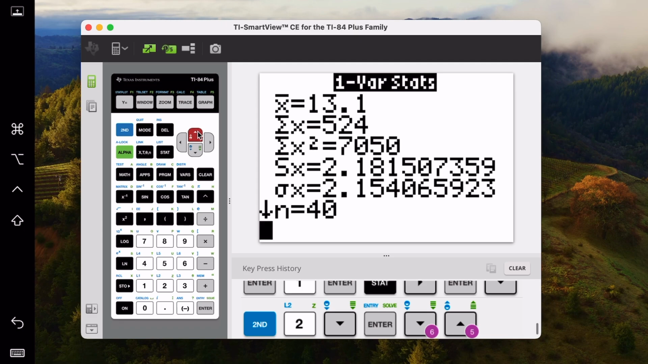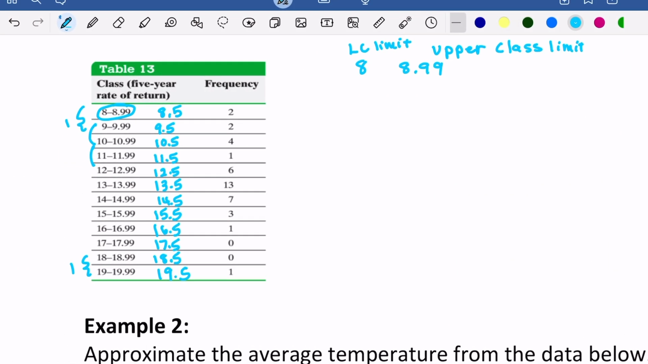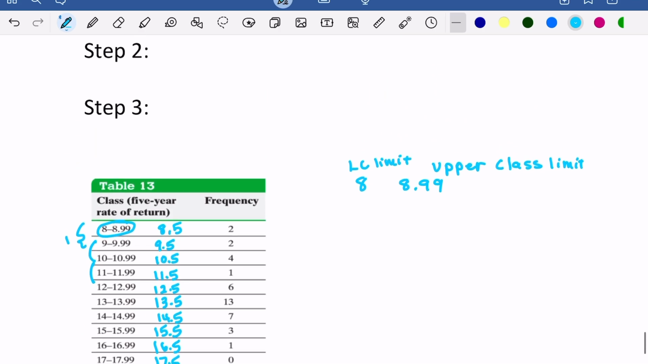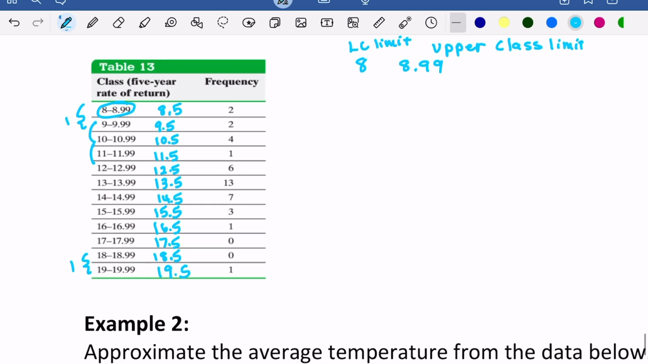So when we look at writing this information down, the average rate of return over these 5 years was 13.1. This was the sample. So the average rate of return was 13.1%. The standard deviation of the rate of return was, I think I said, 2.182 or something like that percent. And again, 3 decimal places because my original data has 2 decimal places. And then my median was 13.5.